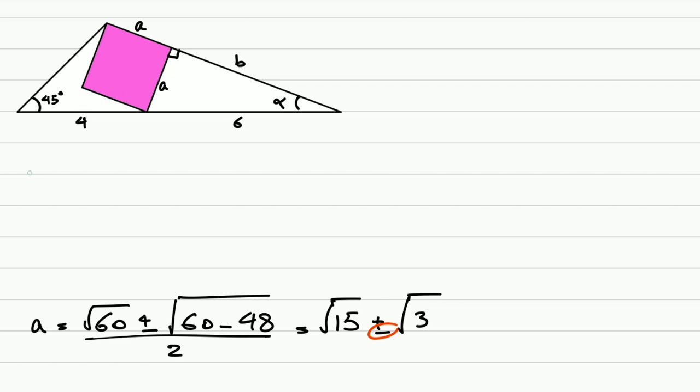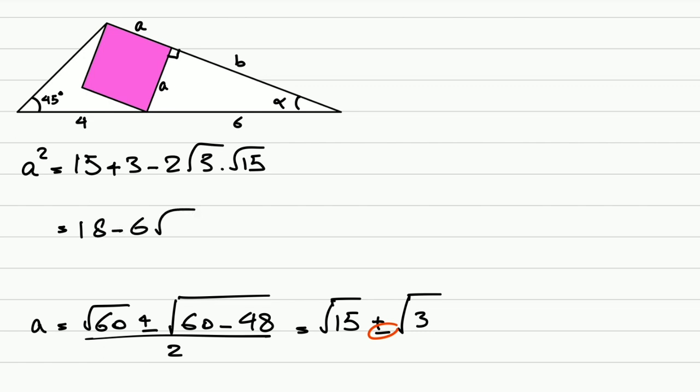Alright, now the area of the square, A squared, is equal to 15 plus 3 minus 2 times square root 3 square root 15. And that's 18 minus 2 times 3, 6 times square root 5.